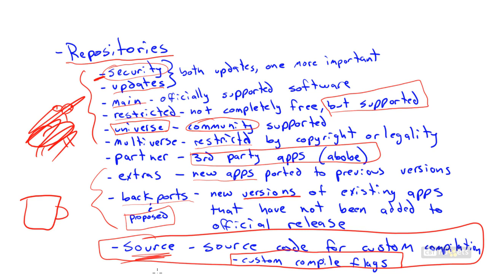I hope it does. A lot of these are enabled by default. For example, this one is enabled, this one is enabled, this one is enabled. I believe none of these are enabled by default. I know partner is not. Extras I don't think is. Backports is definitely not. Proposed is definitely not. These actually may be now. I think in current versions these are enabled by default, but we're going to go look at that right now so you can decide.